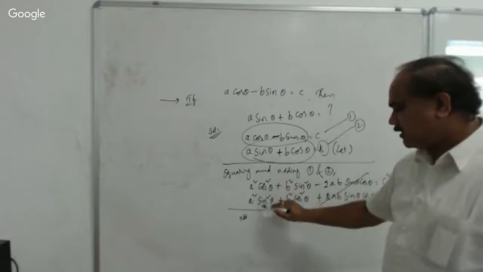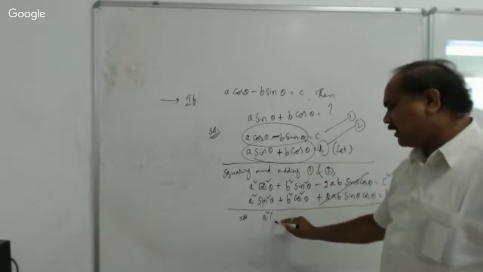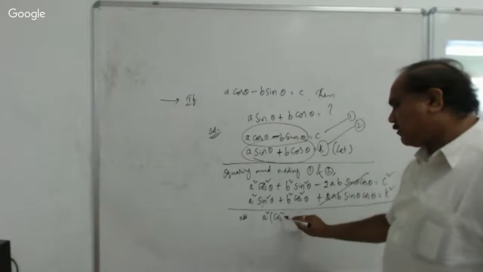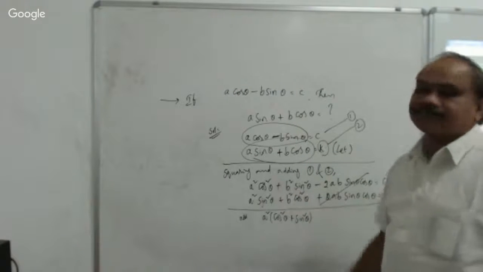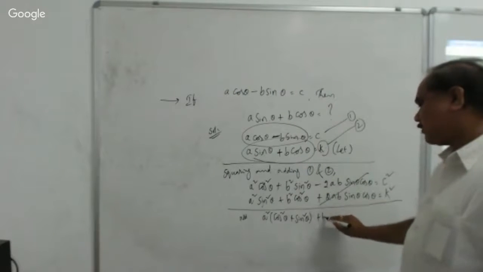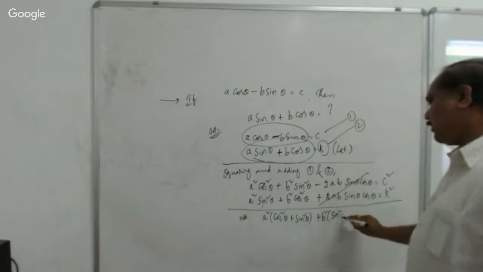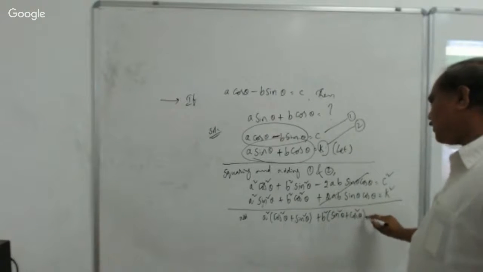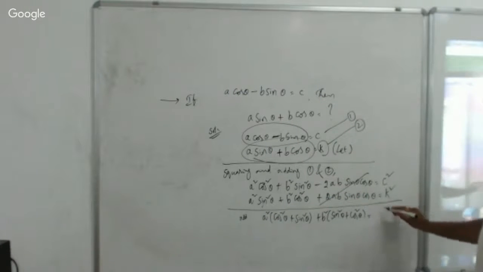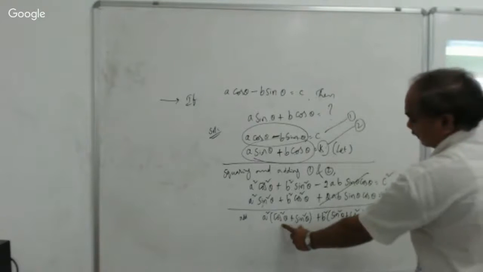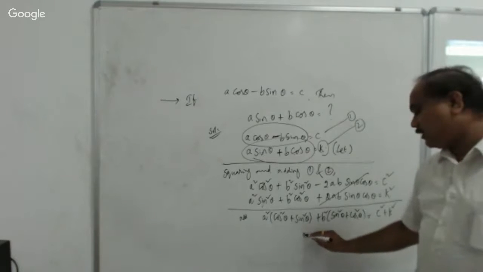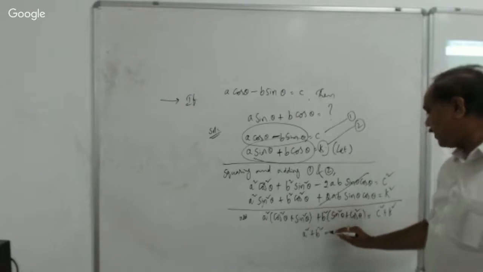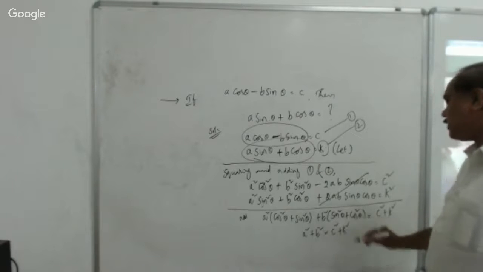Then adding, by adding these two, the cross terms get cancelled. Here a square is common. By taking a square as common, we get cos square theta plus sin square theta. Here b square is common, then sin square theta plus cos square theta. That is equal to c square plus k square. Here cos square theta plus sin square theta is 1, it is also 1. Finally, we are getting a square plus b square equal to c square plus k square.